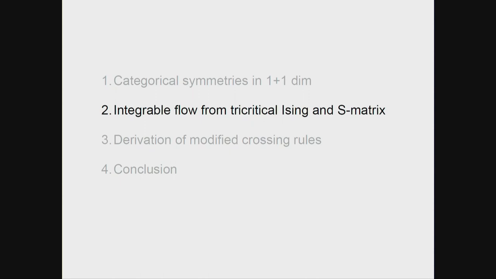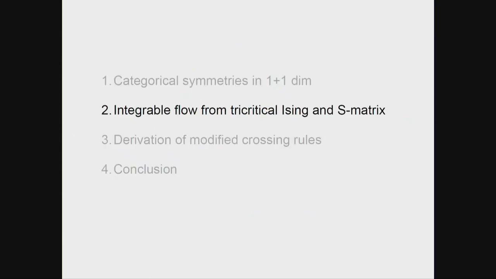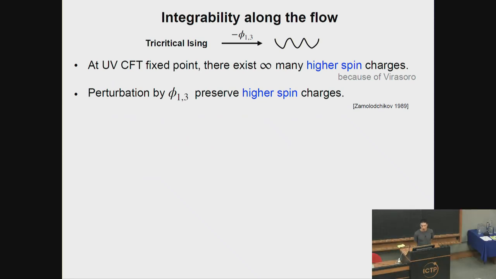So now let me focus on the theory that I want to study. This is the theory that describes this renormalization group flow, starting from the UV tricritical Ising CFT to the IR TQFT. So this deformation actually turned out to have an extra interesting property, which is called integrability. So let's consider this tricritical Ising CFT deformed by minus phi 1,3.